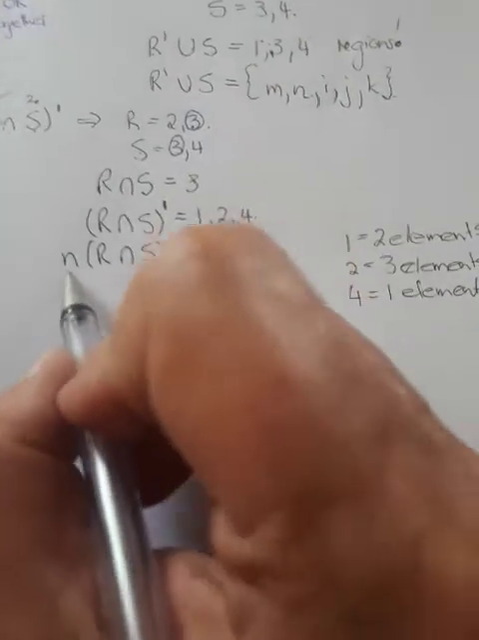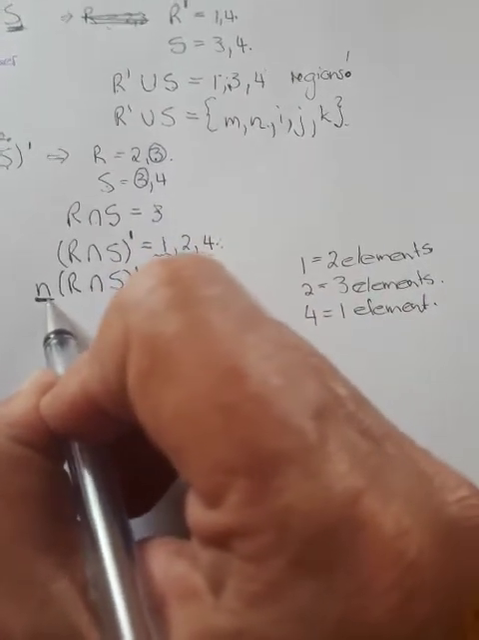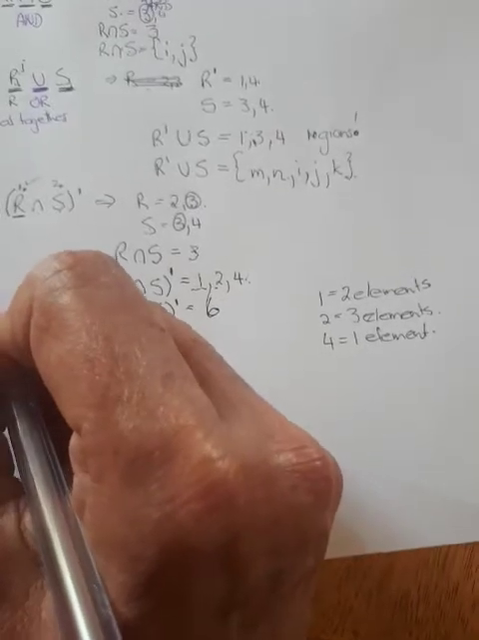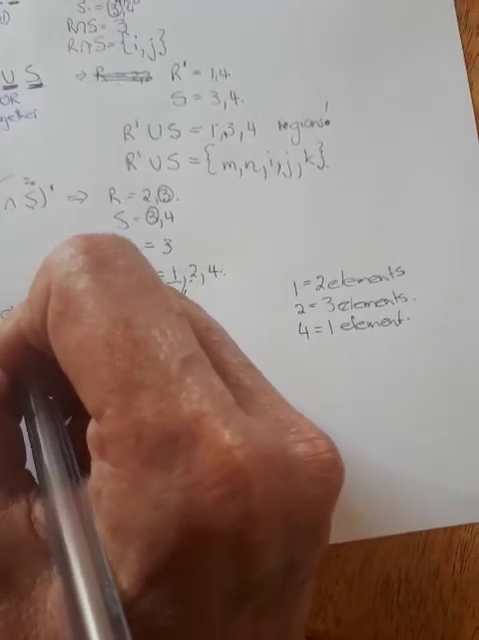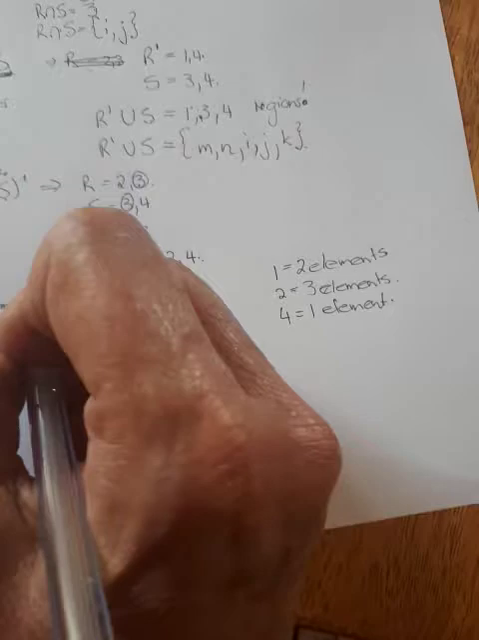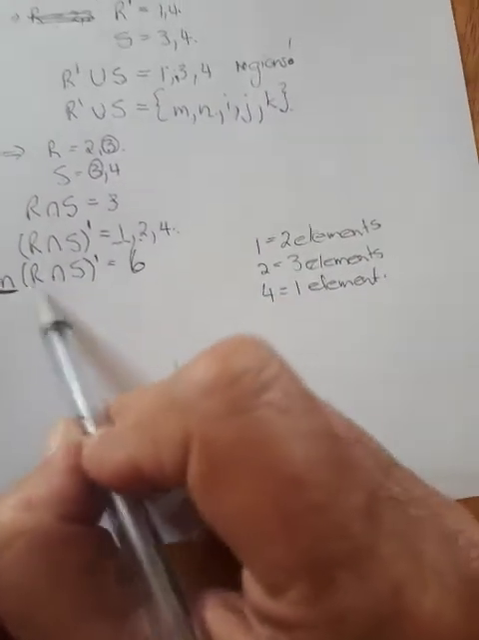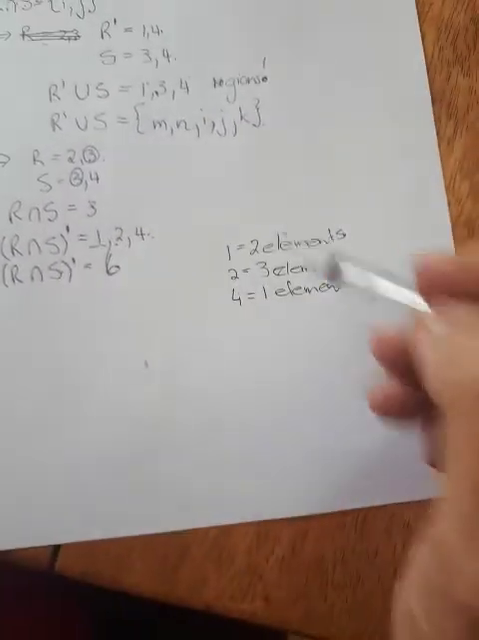So remember, a small n stands for number of elements, and you must simply count the elements in the set that they are giving you, and in this case it is 6.